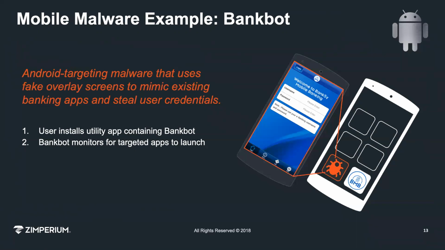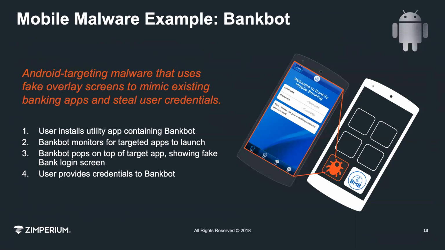So now when one of those apps actually launches, instead of your app launching, what actually launches is the overlay screen. At that point, the user will go and put in their credentials. The user has no idea that this is taking place. So they put their credentials in. Those credentials are then provided to Bankbot's command and control again. They're sent out and they just get collected.